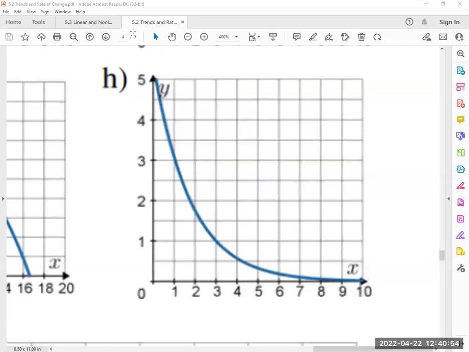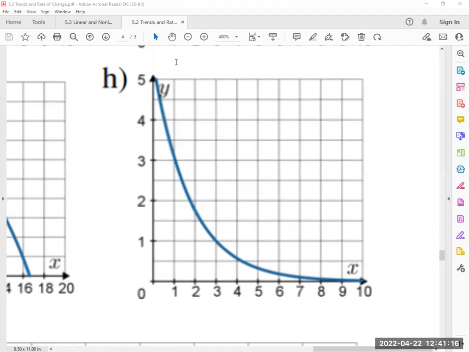Okay. Is the rate of change positive, negative, or constant? AKA, is it going up? Is it going down? Or is a curve going up? Is a curve going down? Or is it just staying exactly the same? What do you think?